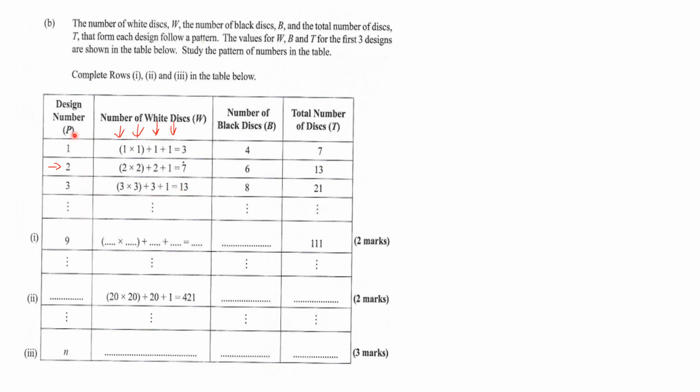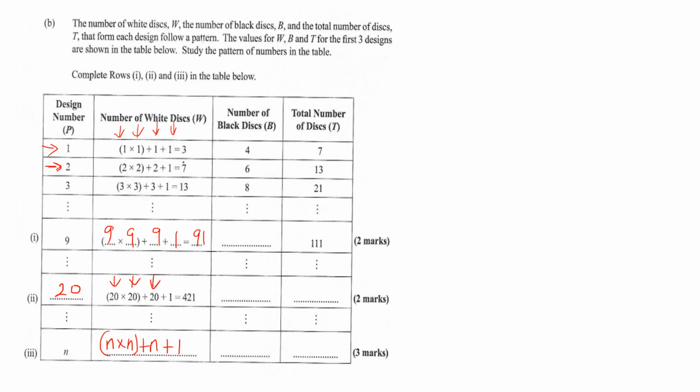So now P is 9. That means we're going to get 9 times 9 plus 9 plus 1, and that's going to give us 91. We can also see here in part 2, we have 20, 20, 20, and it was the same here for design number 1 and design number 2. So this is 20. That means we could work out n. So it is n times n plus n plus 1. Good.